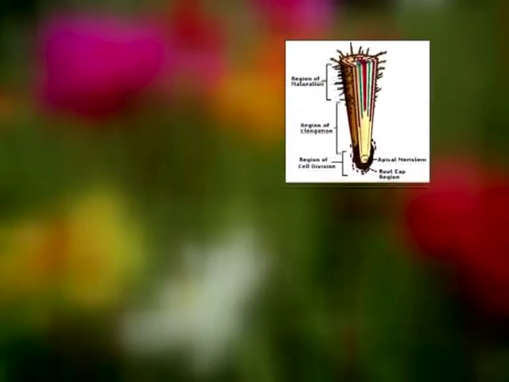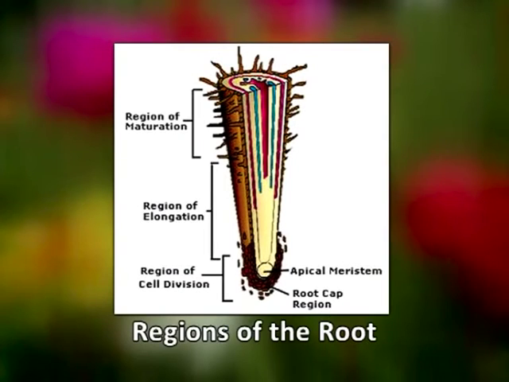Now as far as the structure of the root is concerned, it consists of the following regions from the apex upwards. The root cap is a protective part, consists of dead cells, and lies at the apex. Just behind the root cap, there is a meristematic zone in which the cells are in a state of active division.